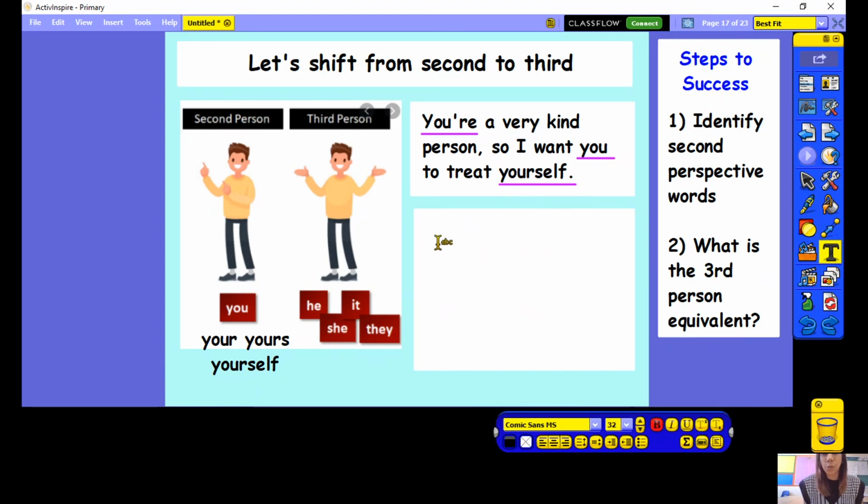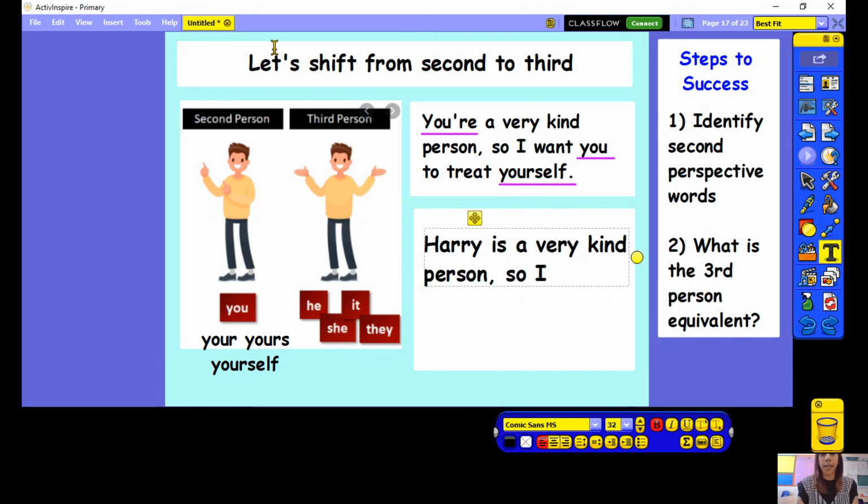And then my second step is to then change that sentence into the third person. So any words that I've underlined are going to be the words I change. So actually, I might change it to a name. So I might go for Harry is a very kind person. So I want him to treat himself.